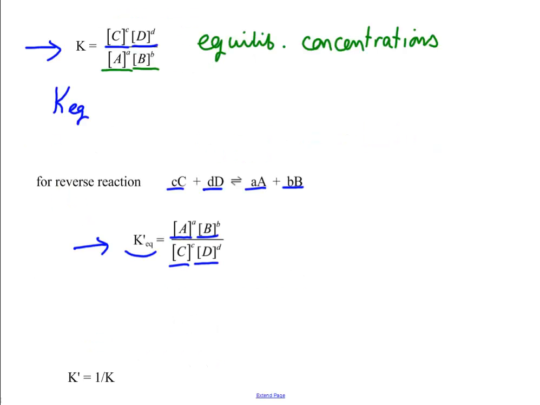And it turns out the relationship between K and K prime is this. K prime is equal to 1 over K. So when I reverse a reaction, I take the inverse of the equilibrium constant. And that's something that's actually fairly important to keep in mind.